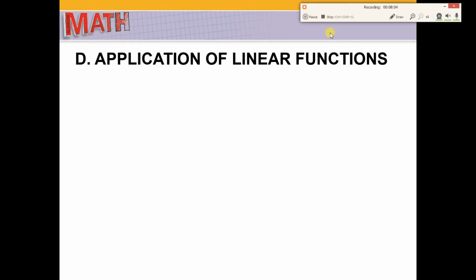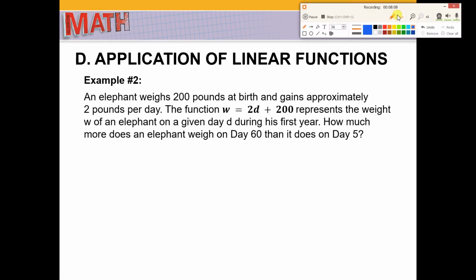Let's have another example. Okay, example number 2. An elephant weighs 200 pounds at birth and gains approximately 2 pounds per day. The function W equals 2D plus 200 represents the weight W. So the weight of the elephant is the W on a given day, D, during his first year.